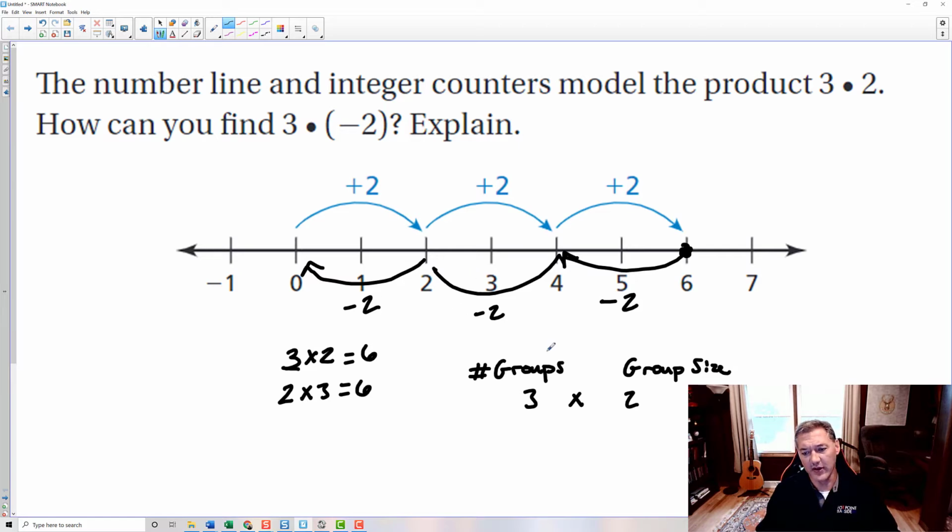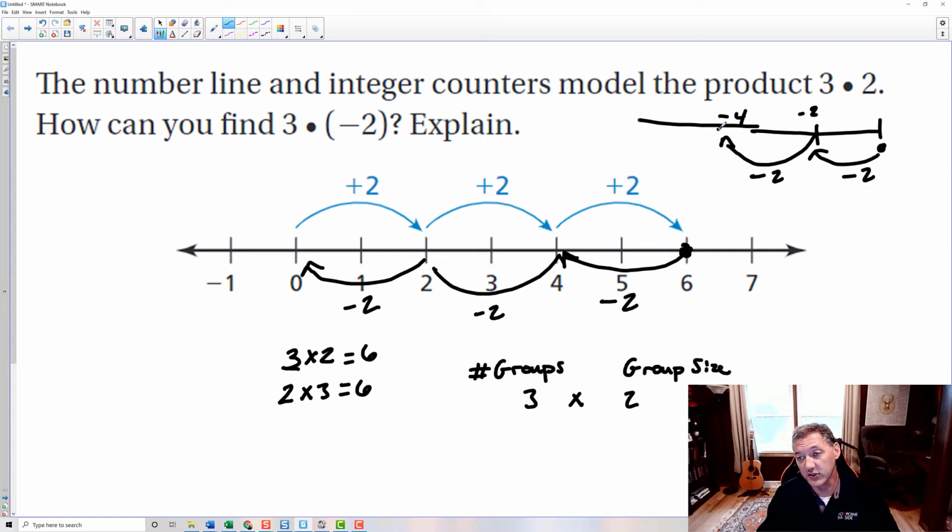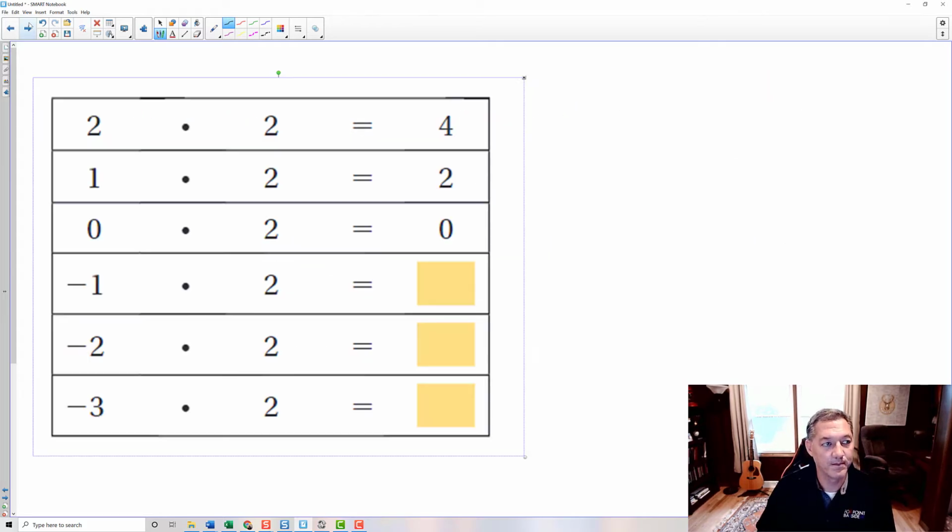So if I think about 3 times negative 2, really what that should be is I should have it at 0. That's where it starts. And it goes back negative 2, and that would be at negative 2. And then it goes back again, negative 2. And now I'm at negative 4, right? And then finally I do one more of these, because there's 3 of them. And that's at negative 6. So the answer to 3 times negative 2 equals negative 6. And we'll learn other strategies, but just so you understand how to draw this, that's what I'm looking for.